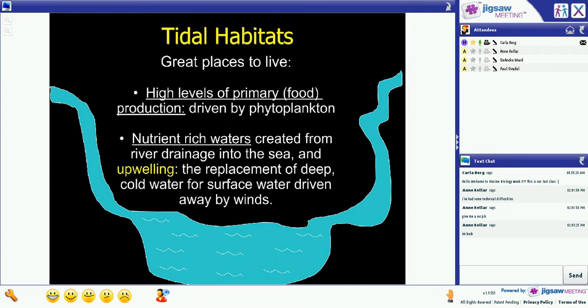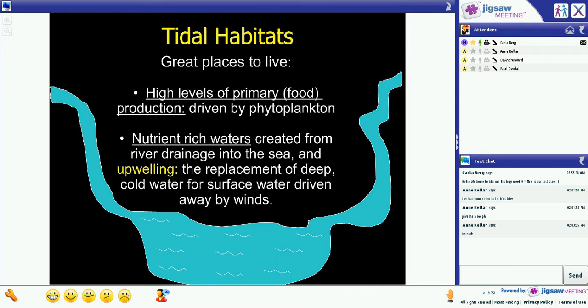In the ocean, we don't have plants that use photosynthesis as our main food source. What we have are phytoplankton that use photosynthesis. The tidal habitats are very nutrient-rich waters. They're created from river drainage into the sea and upwelling.